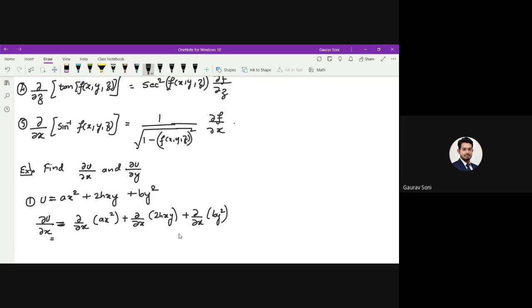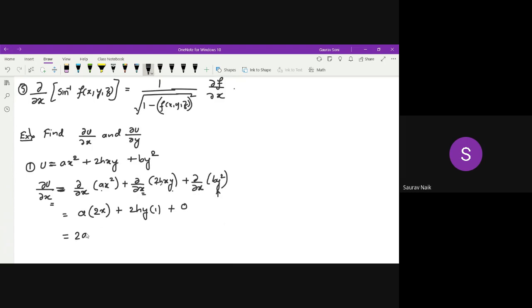By square. First one, a is a constant, that will come outside. 2x plus, now you are taking partial derivative with respect to x, so y will become constant. 2h is also a constant, so 2hy, partial derivative of x with respect to x being 1, plus partial derivative with respect to x of y square.